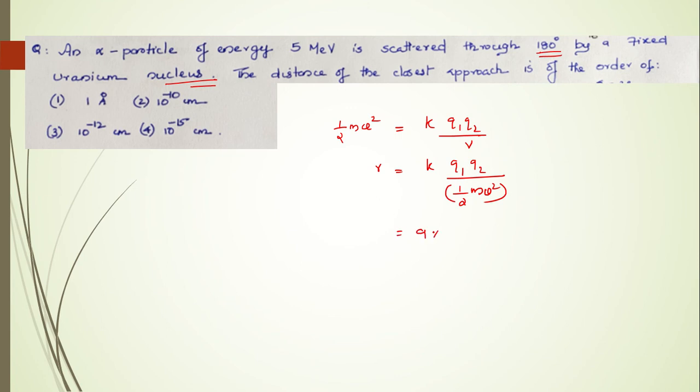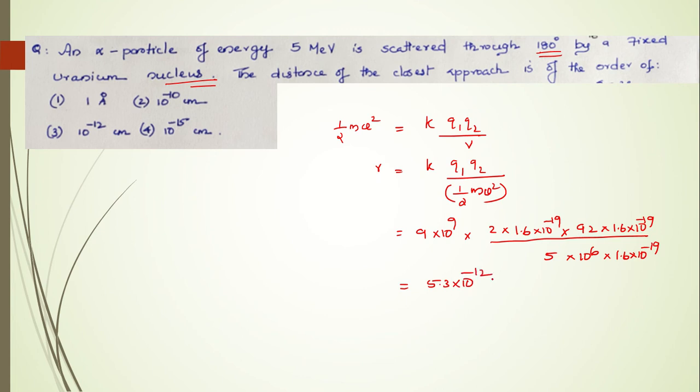K is 9 into 10 to the power of 9, into Q1, for the alpha particle, 2 into 1.6 into 10 to the power of minus 19, and for the nucleus 92 into 1.6 into 10 to the power of minus 19, divided by the energy, which is given as 5 mega, 10 to the power of 6 electron volt, so 1.6 into 10 to the power of minus 19. On solving, we get 5.3 into 10 to the power of minus 12. That much is centimeter. So that is the answer.